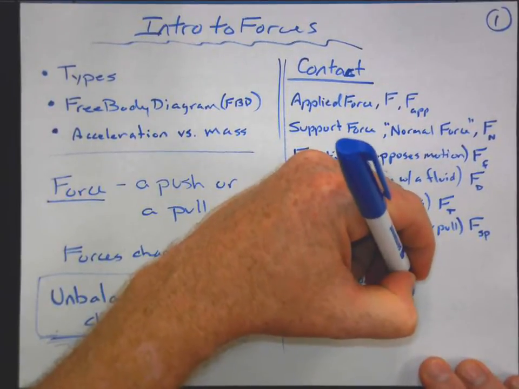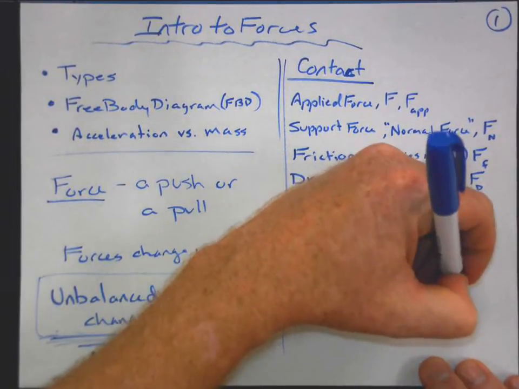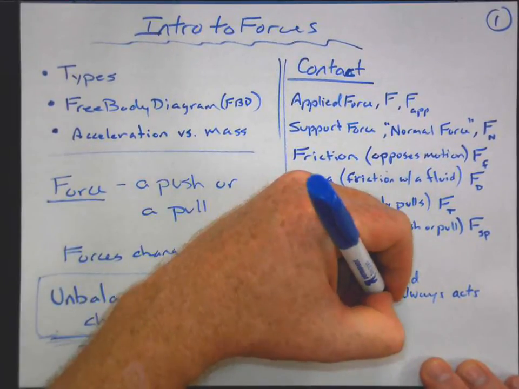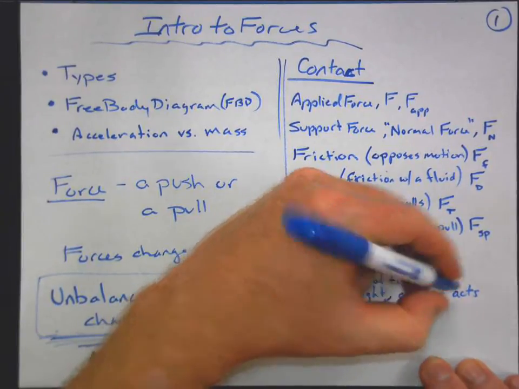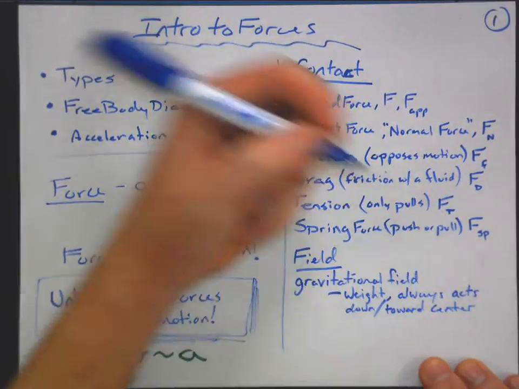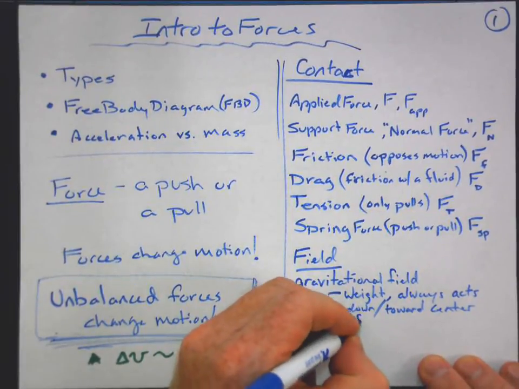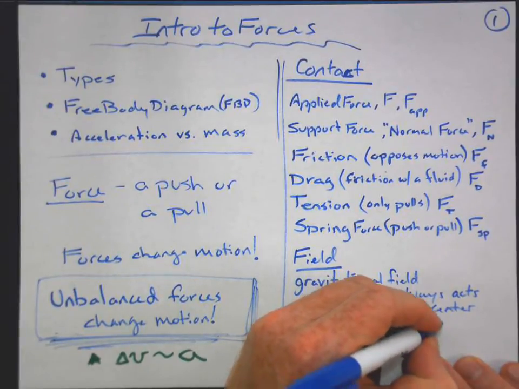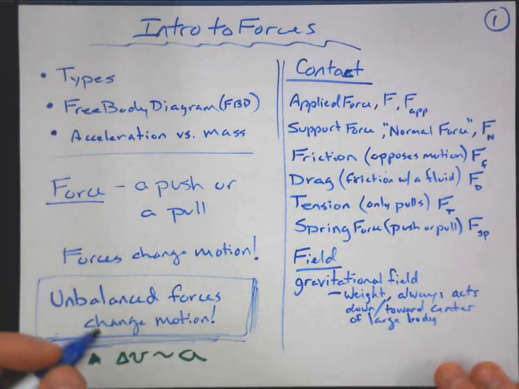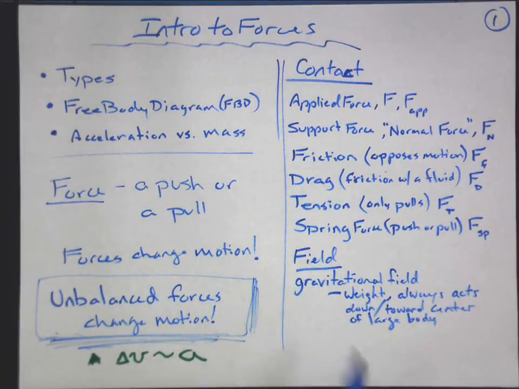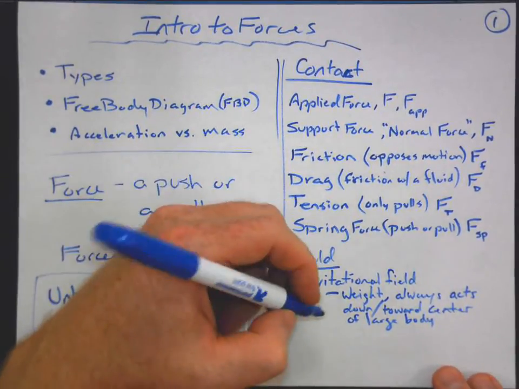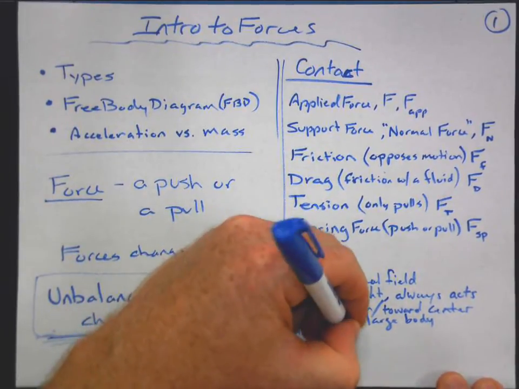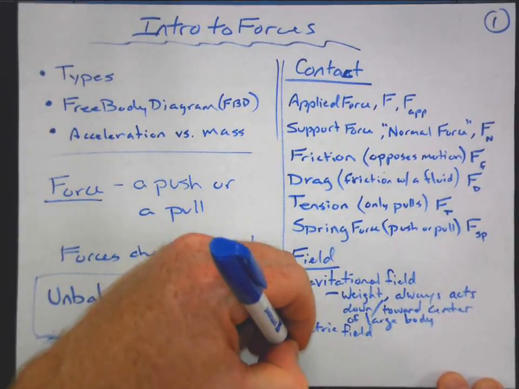And it's really important, actually. It always acts down. Or you might say toward the center of a large body, like the Earth, or the Moon, or the Sun. Okay, gravitational field is a field force. There are others that we're not going to study right now that won't be part of what we're doing. But you could have an electric field. You could also have a magnetic field.